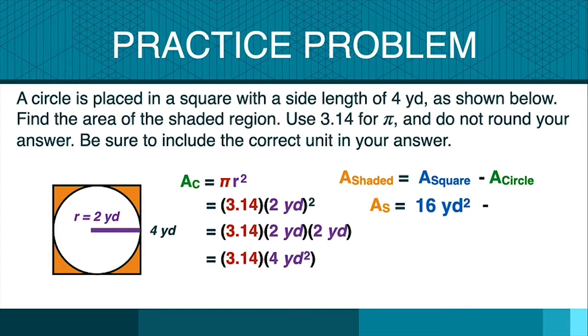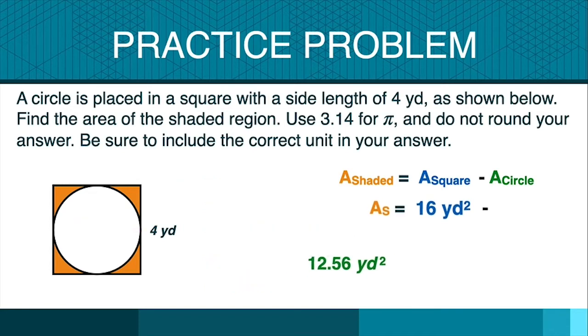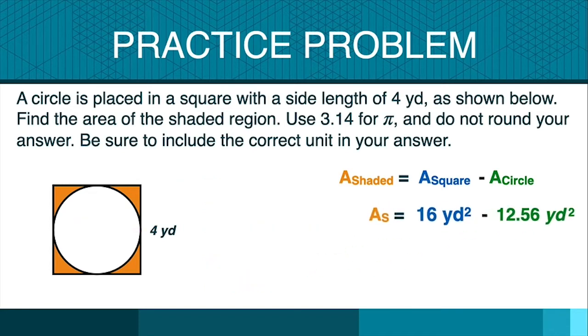3.14 times 2 squared. Follow the order of operations, and the area of the non-shaded region is 12 and 56/100 square yards. Finally, subtract the area of the non-shaded circle, 12 and 56/100 square yards, from the area of the square, 16 square yards, to get the area of the shaded figure, which is 3 and 42/100 square yards.